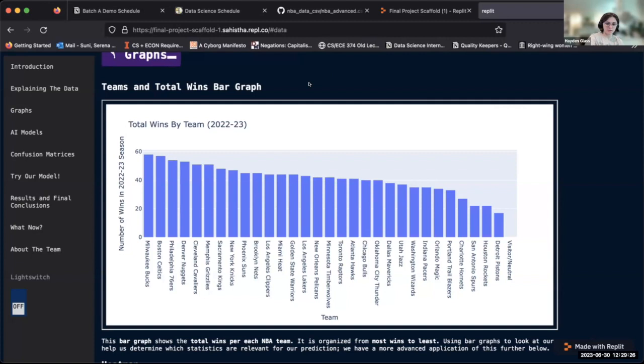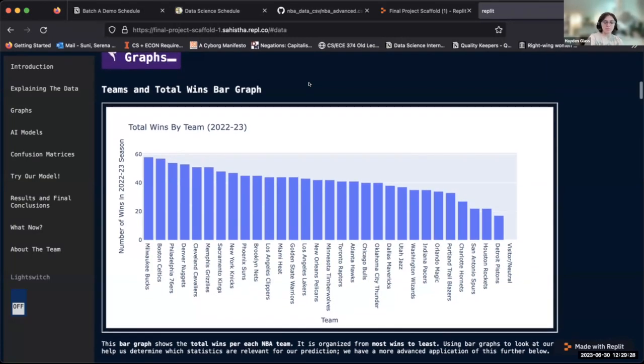And as you can see, the Denver Nuggets, despite winning this most recent season, did not have the most wins this season, which means it's not directly correlated. That's just one example of how this graph can be seen as useful.